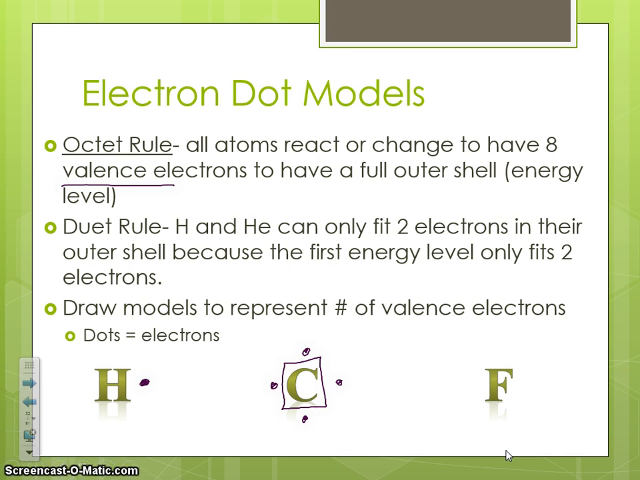Fluorine, the last one we're going to do here for this slide, is in 7A. That means there are 7 valence electrons. So I'm going to draw 7 dots. So here we see that there are 7 electrons and 1 open space on this fluorine atom. So the dots represent the valence electrons.